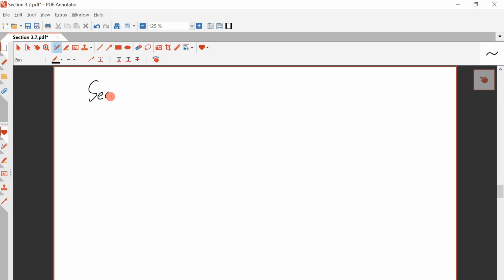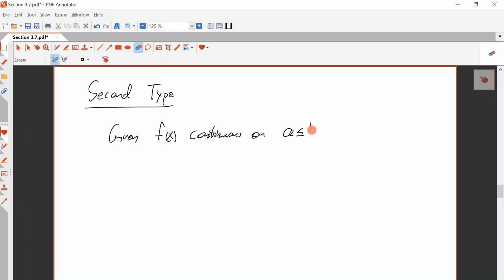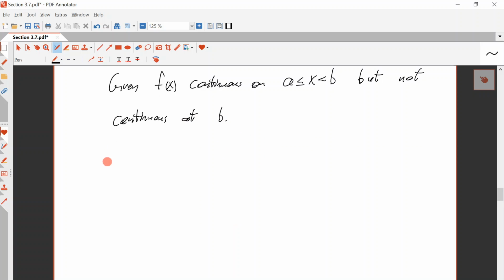So, given f(x) continuous on a ≤ x < b, but discontinuous at b. So something looks like this, right? You have your interval from a to b, and the function is all nice and continuous, except at b, it goes off to infinity, or something like that.